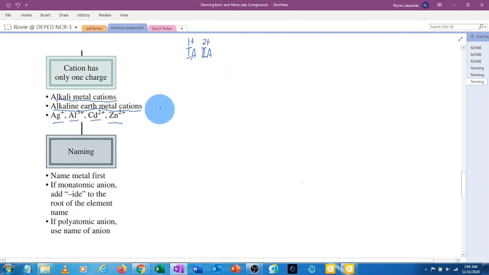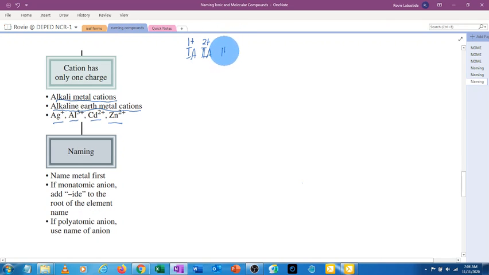Alright, and we have additional 4 metals that has only one possible charge, and they are silver, aluminum, cadmium, and zinc. Alright, so let us recall the representative elements. Let me just add this.